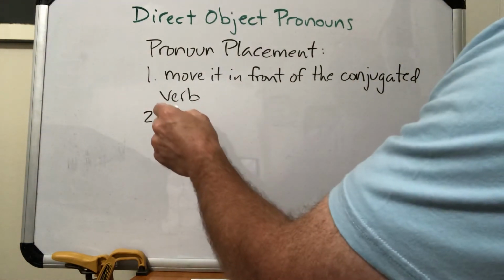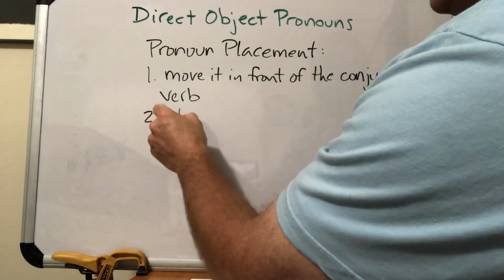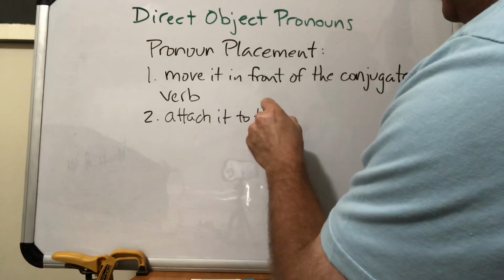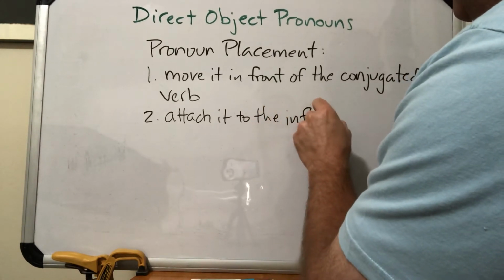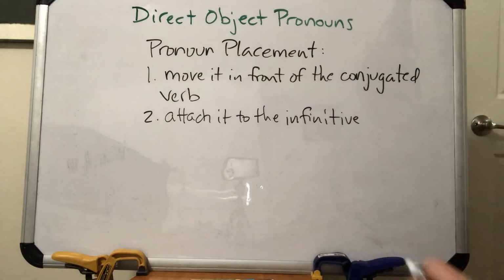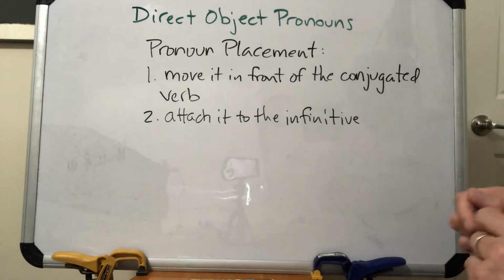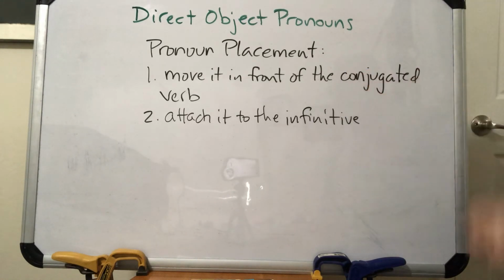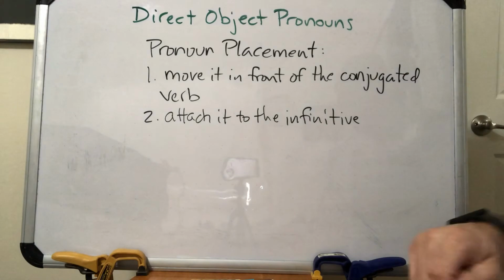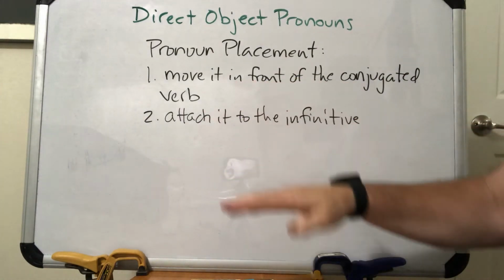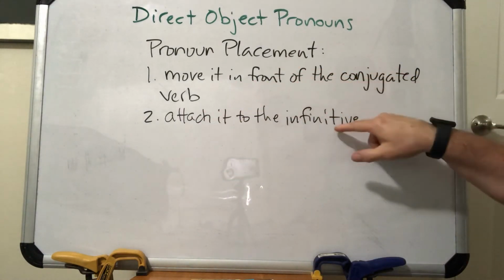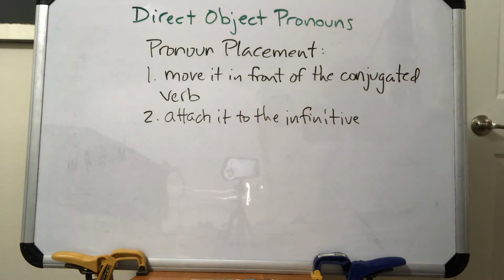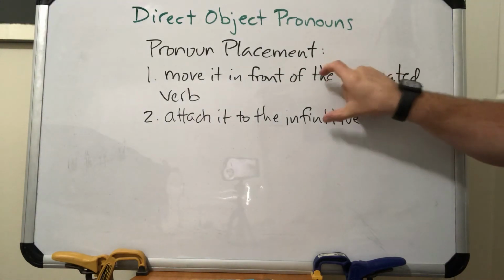But option number 2 is to attach it to the infinitive. Okay? We don't always have that option. Sometimes our sentences only have a conjugated verb, and sometimes they have both. If we are doing a list, kind of a to-do list, a lot of times we won't have a conjugated verb, we'll just have an infinitive. And so we would only have option number 2. But most of the time we're going to have option number 1, and then sometimes we'll have both options.